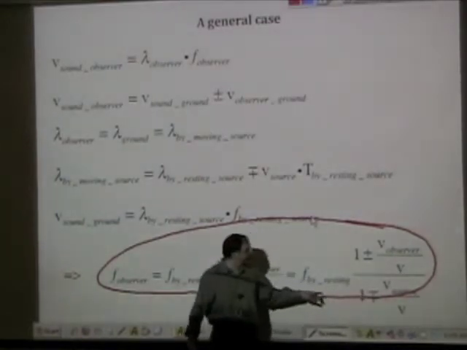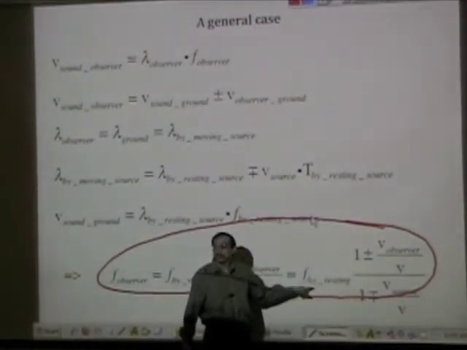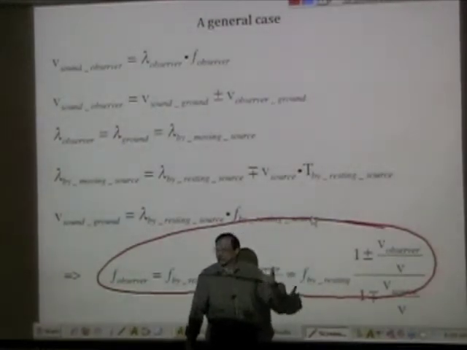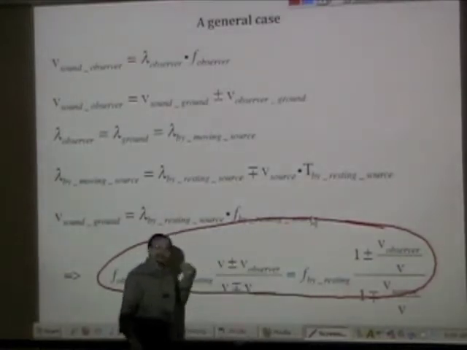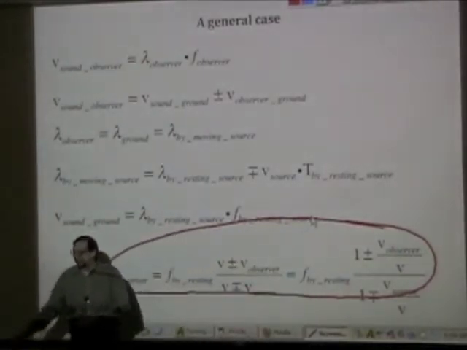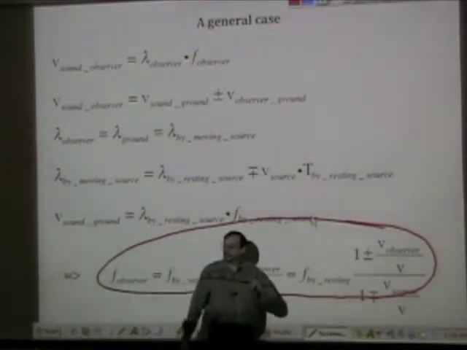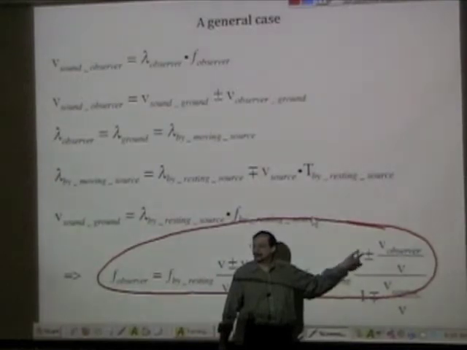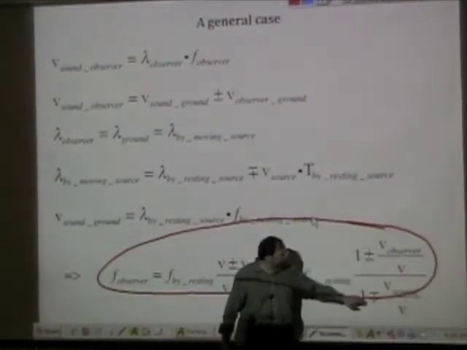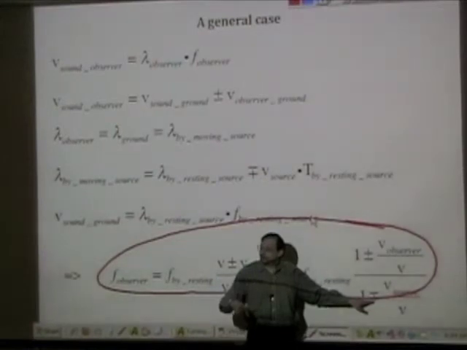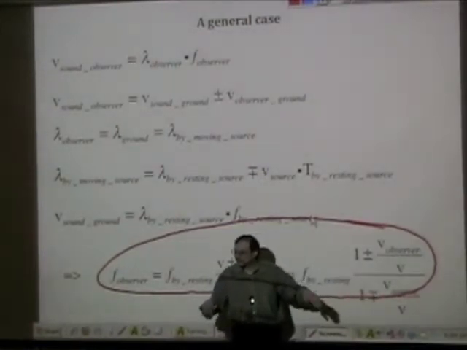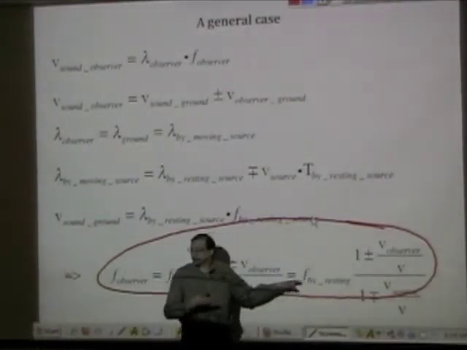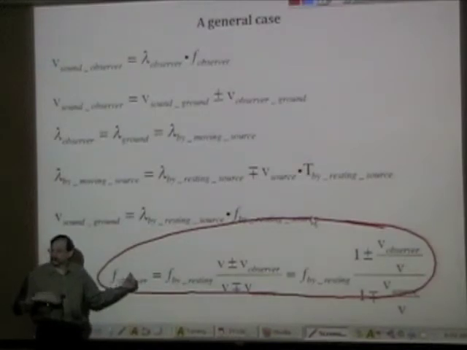In that case, you're multiplying the frequency of the stationary situation by a number which is larger than one, right? And if you want to decrease the frequency, you know it's supposed to be lower. In that case, you have two other choices. Number one, you're either supposed to choose minus in the numerator, right? Or you're supposed to choose plus in the denominator. So this fraction would be less than one. And if it's less than one, you're multiplying this frequency by a number less than one, your result is smaller.